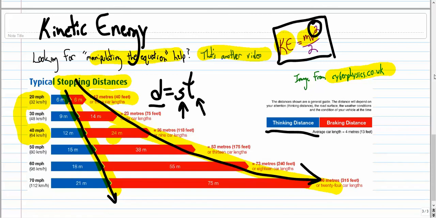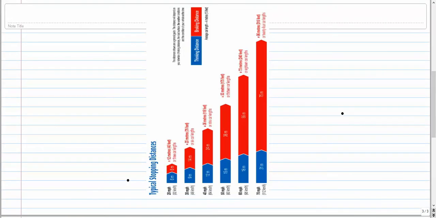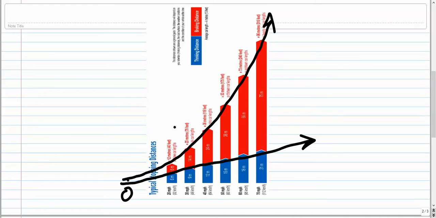So I took this image and I rotated it so it looked like a graph that my kids are probably more accustomed to. And I figured 0 would be about here. And here's the distance you go just with your reaction time. And here is the distance you go once you actually hit the brakes and your car is stopping. So this is kind of weird. This curve here shows us that in the equation, velocity, since it's squared, that's kind of a big deal. And the mass is important too, don't get me wrong, but the velocity in my mind is much more important.